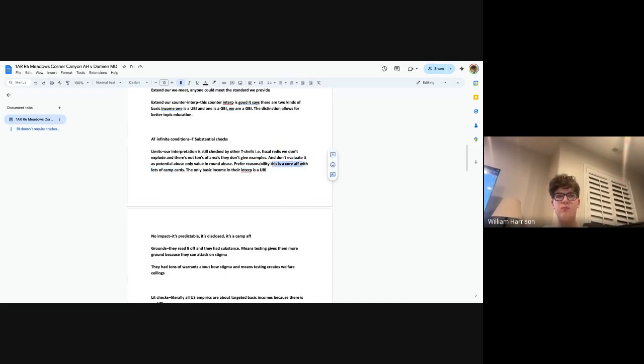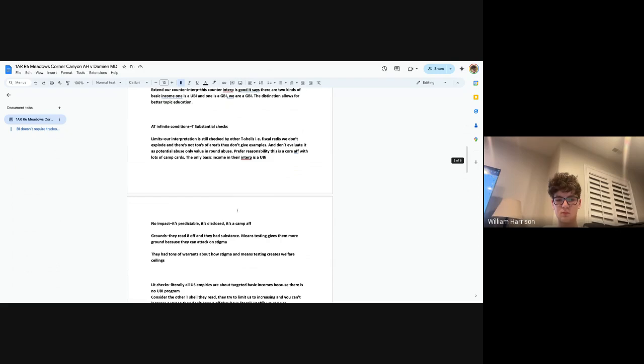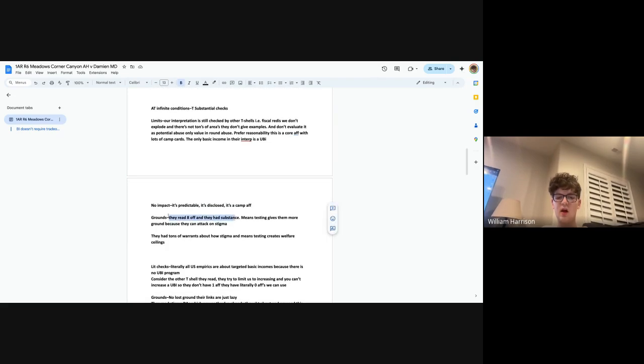This right here is a predictability argument. Lots of camp cards. This is a grounds argument. So I hope you're seeing there's a lot of different standards arguments that go on when you're doing T debating. This probably could have been organized better and more separate. So again, this is just a defense argument. It's predictable. It's disclosed. It's a camp AFF. Grounds, they read it off and they all linked.